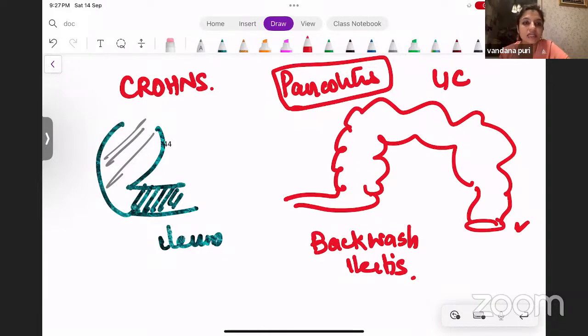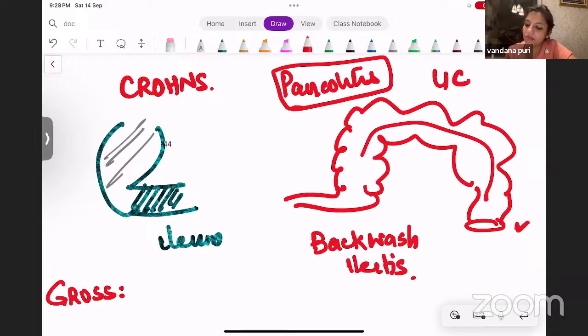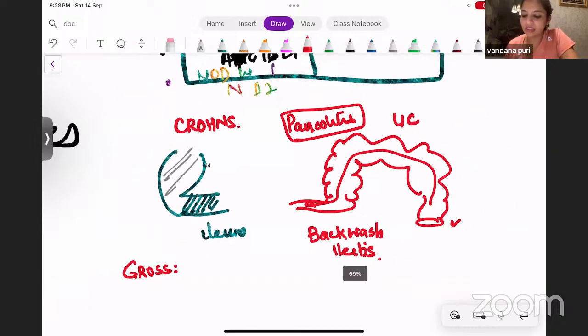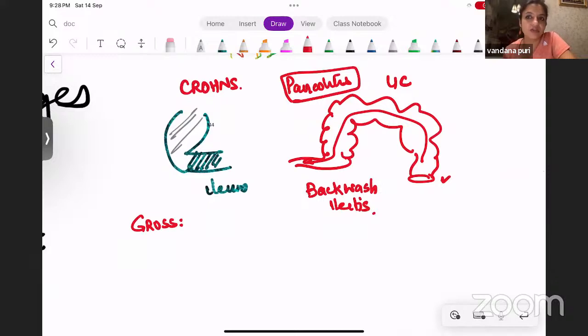So this is the clear gross difference between ulcerative colitis and Crohn's. What is the gross difference? First is the site difference. In Crohn's disease, the most common site involved is the ileum, followed by the ileocecal junction. Whereas in ulcerative colitis, it usually causes pancolitis, and it can involve the ileum, which is called backwash ileitis. That's the site difference you have to see.